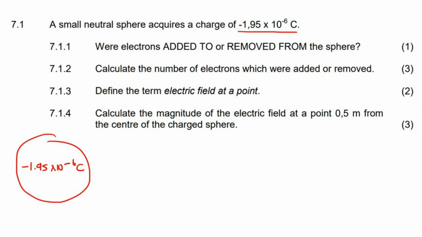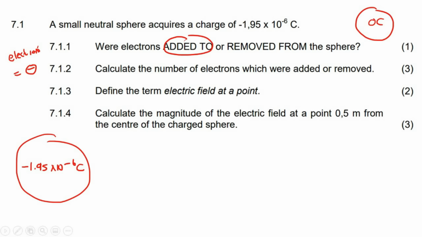They tell us that it was originally neutral. So when something is neutral, it means it has a charge of 0 coulombs. That's literally what it means. It's not positive or negative. All of a sudden, it acquires a charge of negative 1.95 times 10 to the minus 6. So it becomes negative. So how does something become negative? Well, we know that electrons are negative, right? So did they take electrons away or did they add electrons? Well, they added electrons because this thing is now becoming more negative and electrons are negative. So we can say that electrons were added.